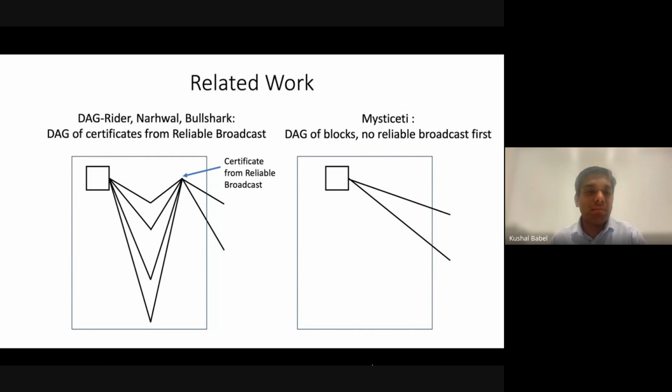Whereas in Mysticeti, we let go of this reliable broadcast, and we try to build a DAG which is directly built on the raw blocks. So in some sense, you gain from not making this round trip to have the reliable broadcast of your block. And so as we'll see, we'll build the DAG directly based on raw blocks from the validators.